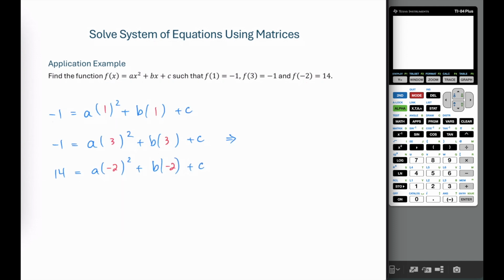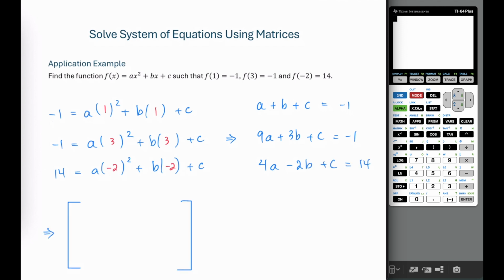Let's clean this up and write it as a system of equations. Our top equation becomes a plus b plus c equals -1, and we want the constant to the right of the equal sign in order to create the augmented matrix that we're going to plug into our calculator. Our second equation is going to be 9a plus 3b plus c, also equal to -1. And our third equation is going to become 4a minus 2b plus c equal to 14.